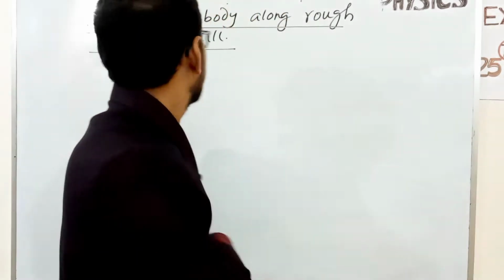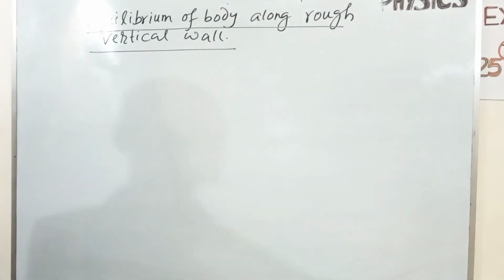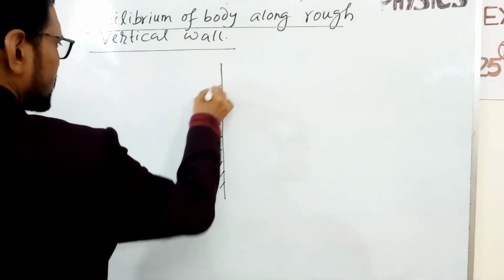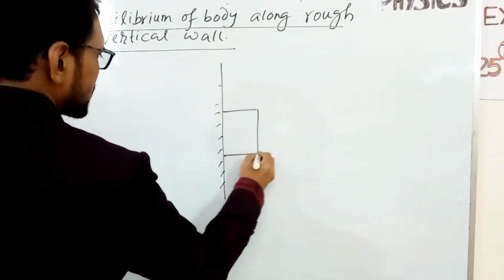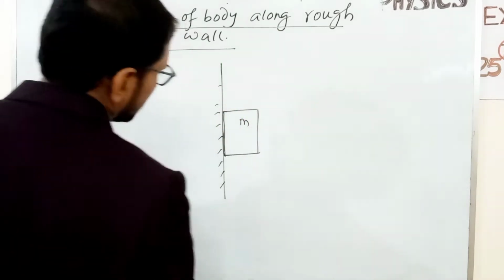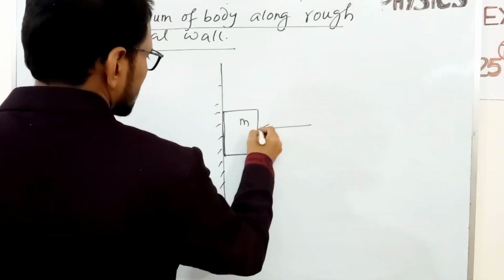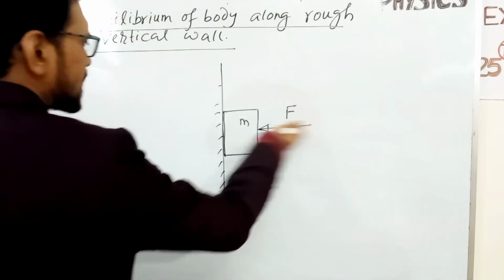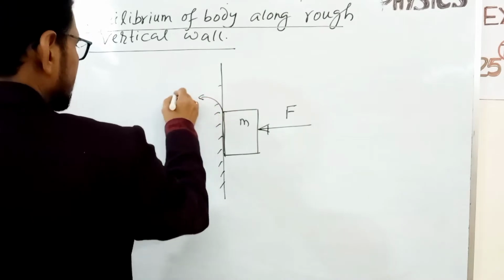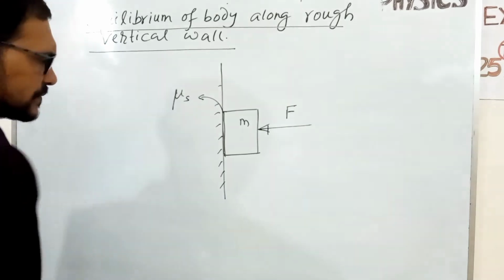Today's topic is equilibrium of a body along a rough vertical wall. Suppose this is a vertical wall and a block of mass m is held against the vertical wall by applying a force. First I consider the force is applied perpendicular to the vertical wall. The coefficient of static friction, mu s, is given.